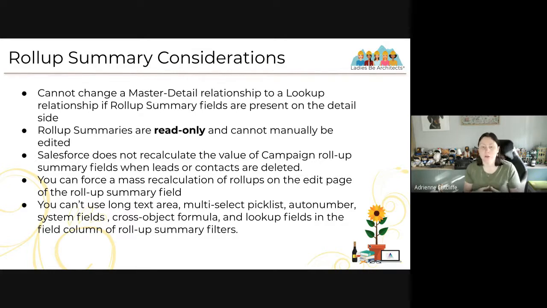And you can't use fields like long text areas, multi-select pick lists, auto numbers, system fields, cross-object formulas, or lookup fields. These are purely for those more numerical types. If you did want to roll up maybe all of the pick list values from the records beneath, there are some great declarative tools out there that have been written on the AppExchange, some a little to the side that we like to use as well, such as declarative lookup roll-up summaries that fill in the gaps of places where standard Salesforce roll-up summary fields do not. However, for the purpose of Platform App Builder, keep in mind that these are really just for numerical-based fields.